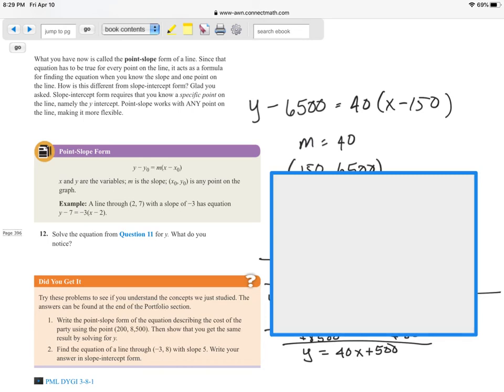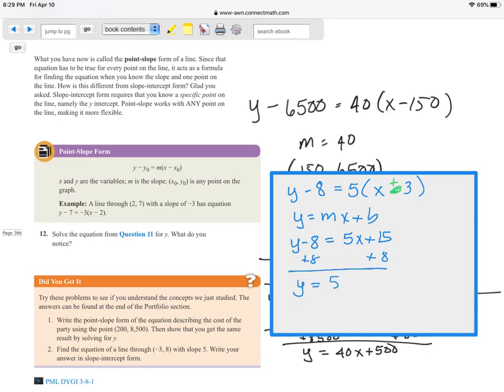Okay. So, I will do the y minus 8, that was the y-coordinate, equals the slope, which is 5, times x minus a -3. Remember, x minus a -3 is going to give us a plus 3 there. Okay, now they asked us to write it in slope-intercept form, so they want us to look like this, y equals mx plus b. So y minus 8 equals 5x plus 15. Okay, now let's add that 8 to both sides. We have y equals 5x plus 23.